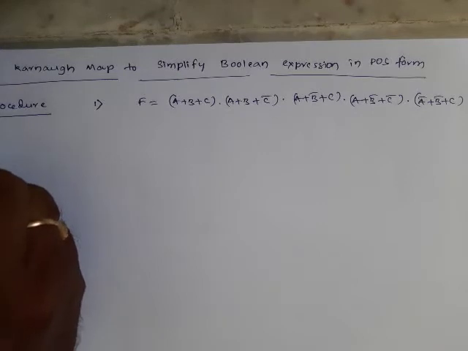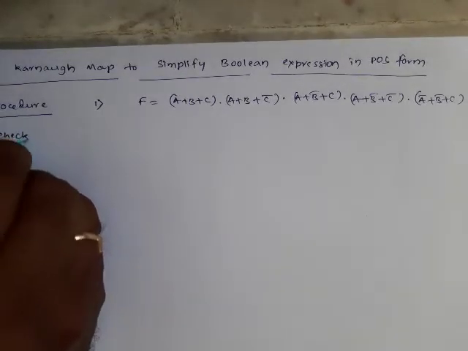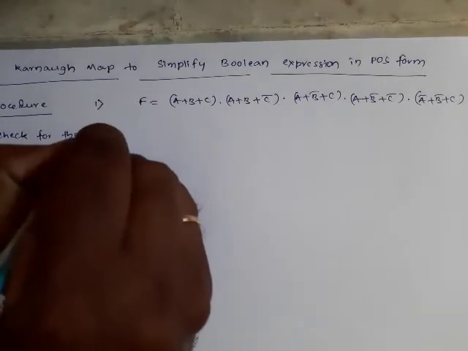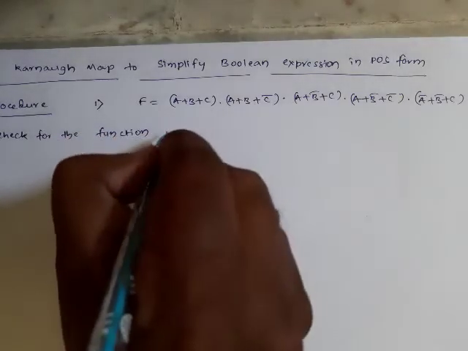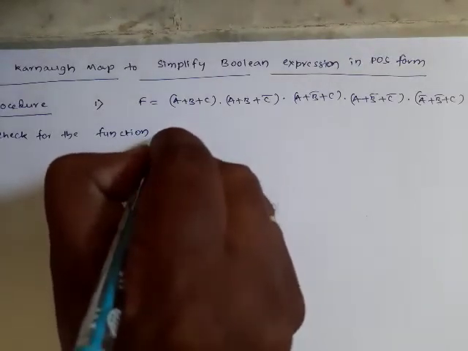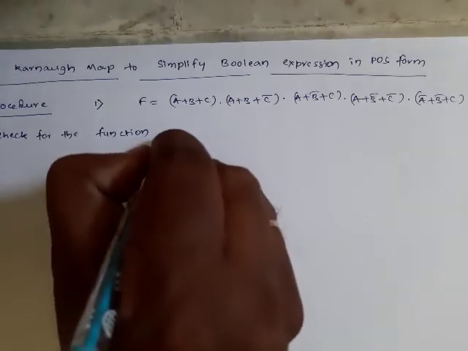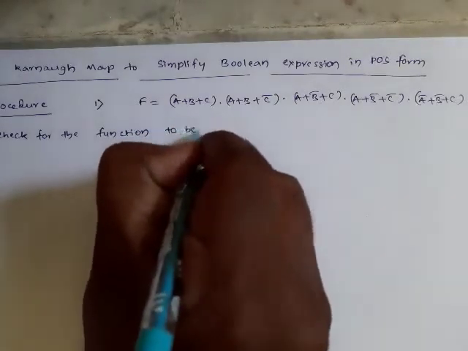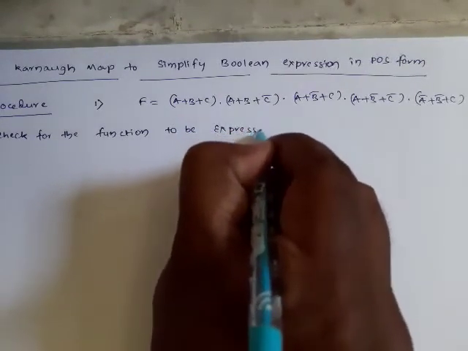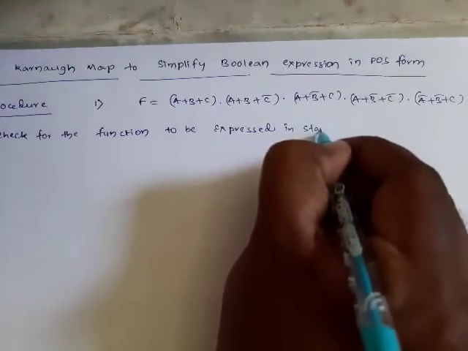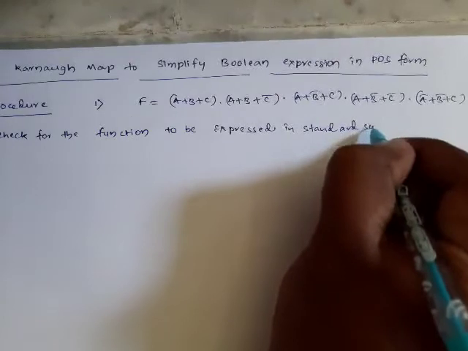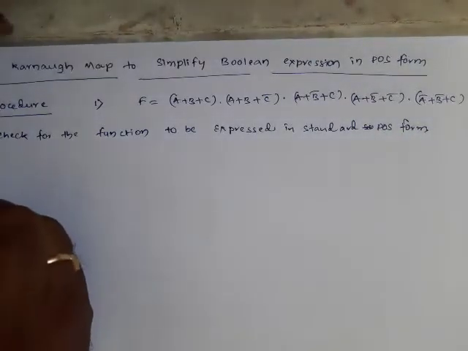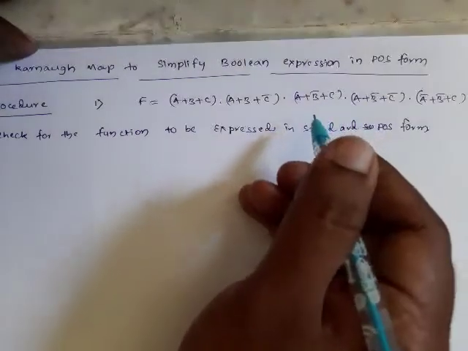So the first step is to check for the function to be expressed in standard POS form. Once it is present in standard POS form, that means you find only max terms in the expression.